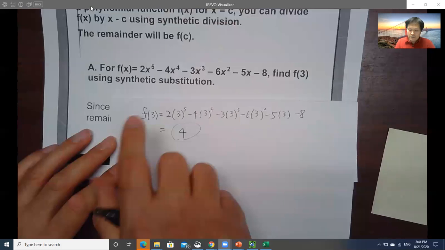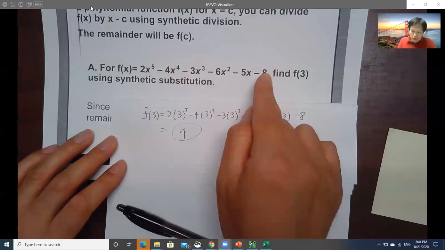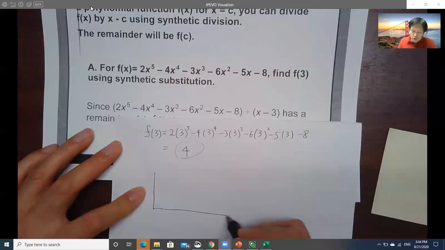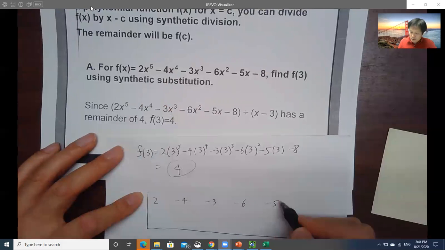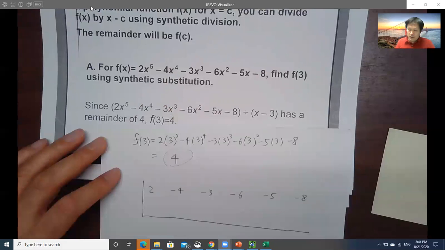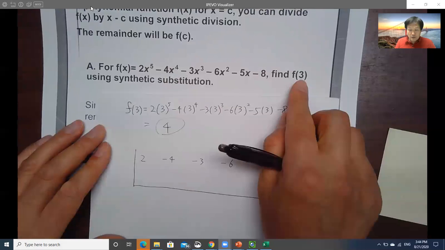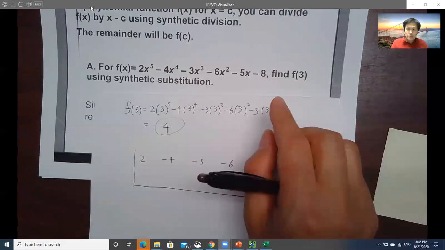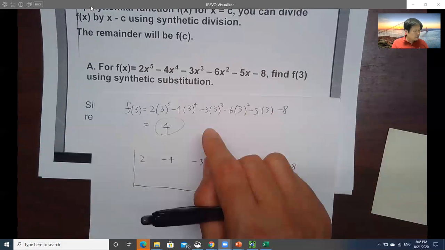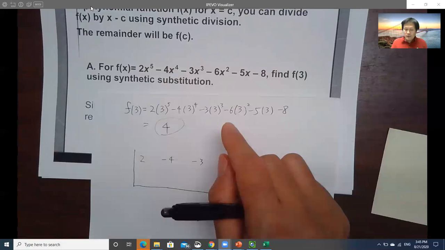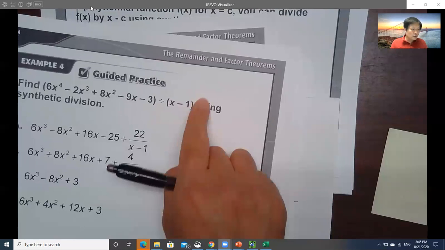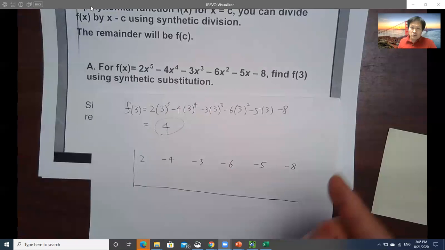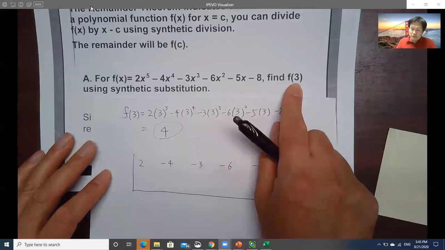So check the powers: 5, 4, 3, 2, first, 0 power. So I'm going to set it up as a synthetic division. So 2, minus 4, minus 3, minus 6, minus 5, minus 8. Okay, one thing you have to be careful about is the x value is 3. Do you remember in previous steps you have to solve for x? Like if it's x minus 1, you let that equal 0 and solve for x equals 1, and then you use 1. Well, we gave you the value of x here, which is 3. So don't get confused. x is 3.